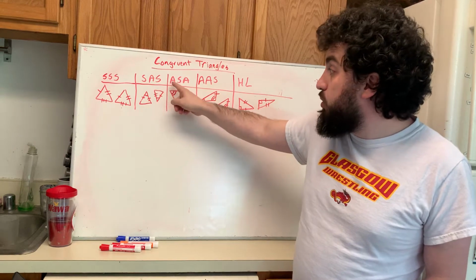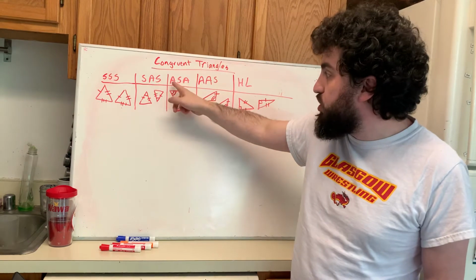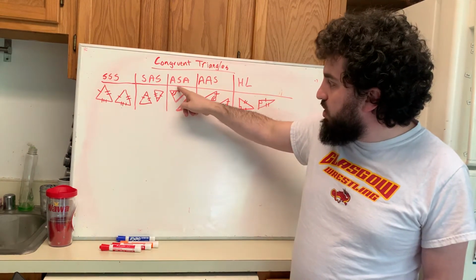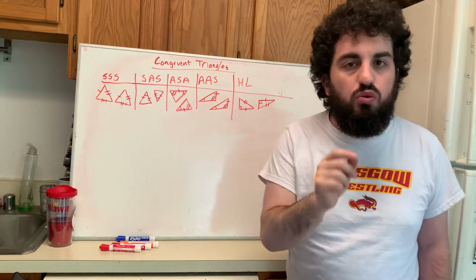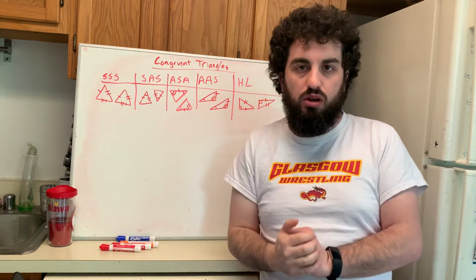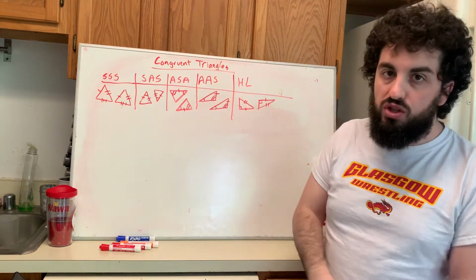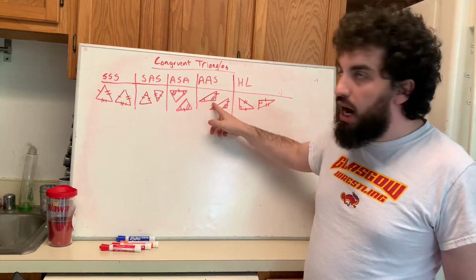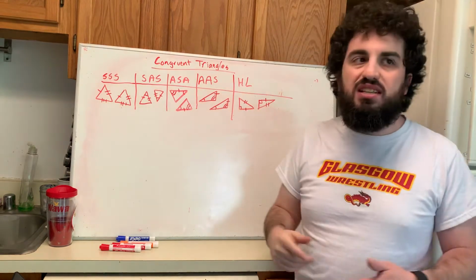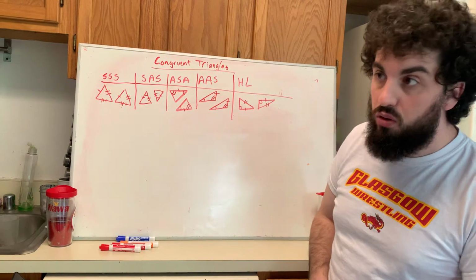The next type works very similar to side angle side, just in reverse. It's angle side angle. So if I have an angle and the side in between those 2 angles congruent, that's angle side angle congruency. I can also have angle angle side congruency, where I have 2 angles that are congruent, and then one of the sides that's not between them is the same. Angle angle side is okay.